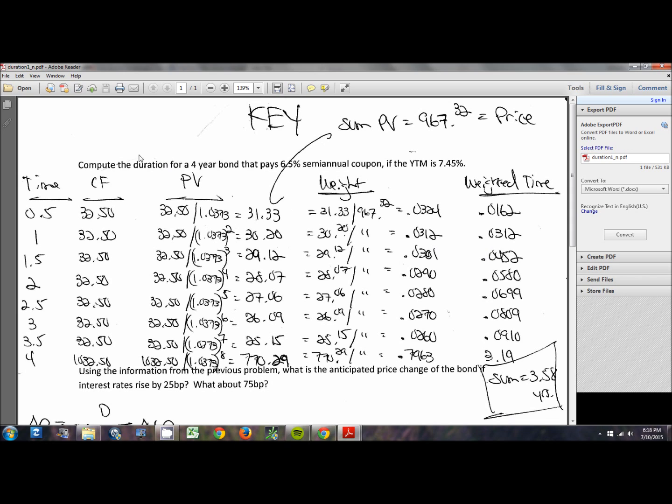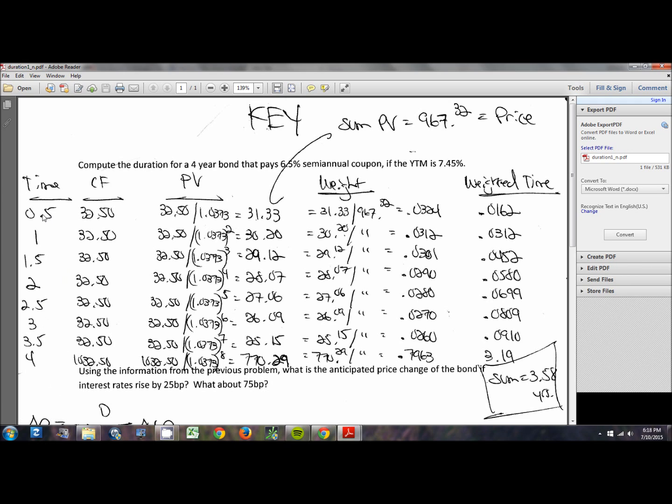For this problem, you have a 4-year bond that pays a 6.5% semi-annual coupon. You've already learned from your previous classes that this means it pays $65 a year, split up into 6-month payments. So it's $32.50 every 6 months. That means the first $32.50 payment is coming 1/2 of a year from today.